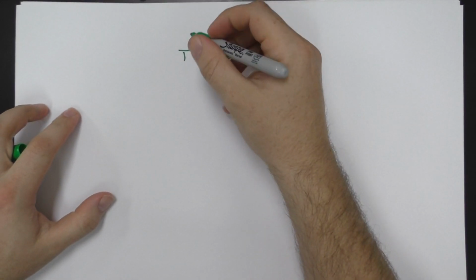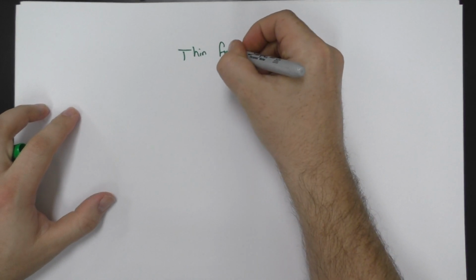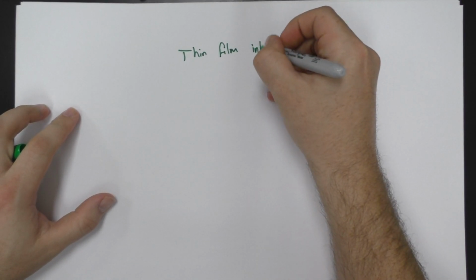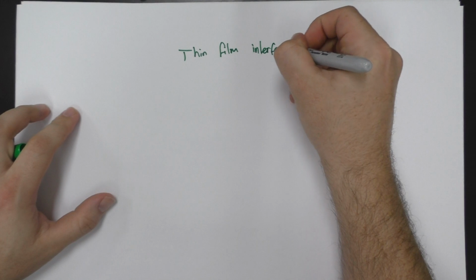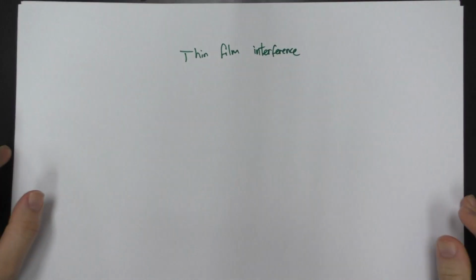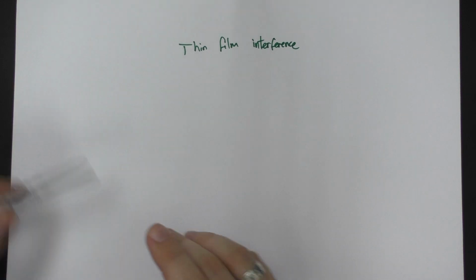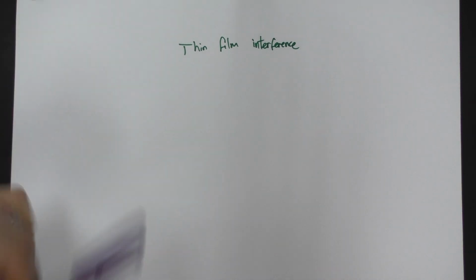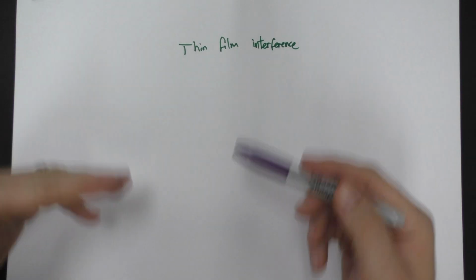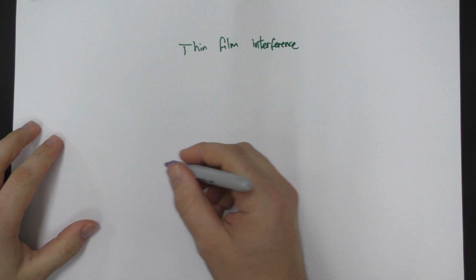So in this video we're going to talk about thin film interference. Okay, thin film interference, it's a little bit of a complex kind of concept in terms of getting your head around what's actually going on when light interacts with a thin film.